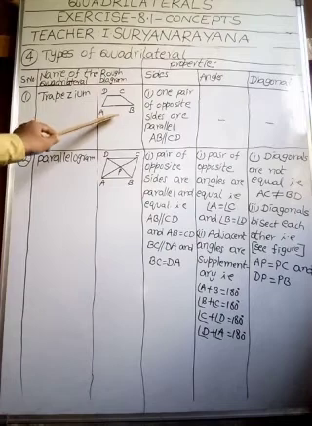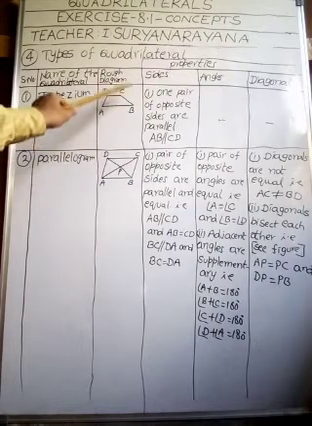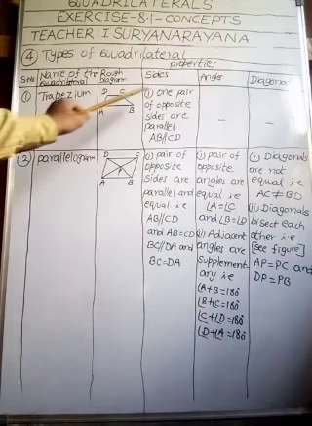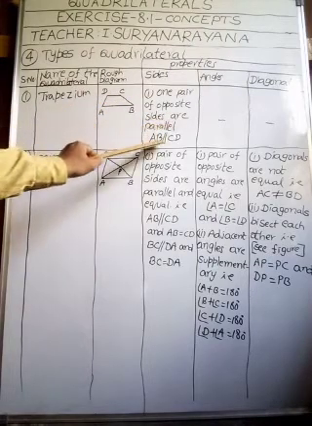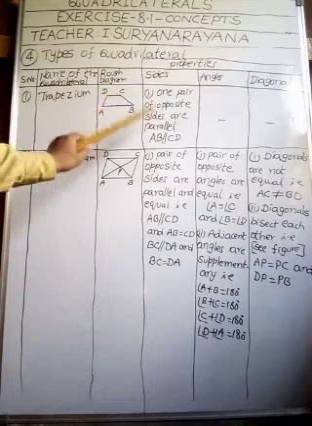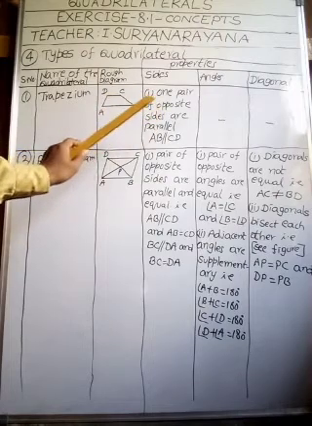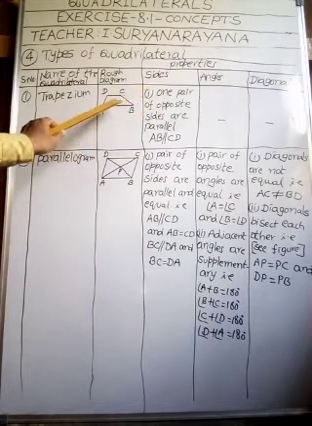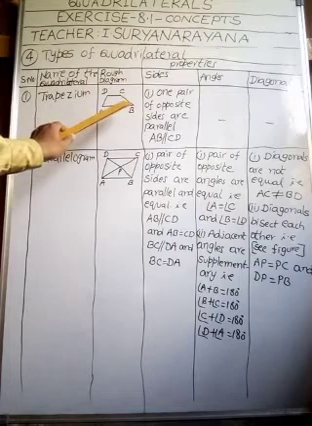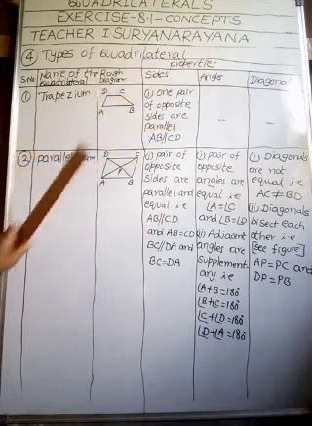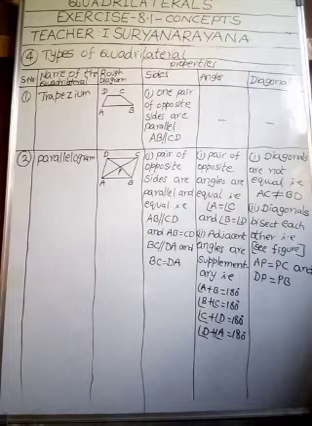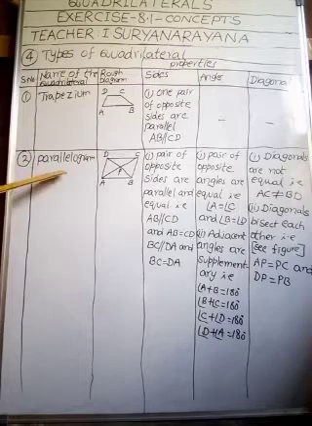This is a rough diagram. Okay, my children. Understood? In this trapezium, one pair of opposite sides are parallel. That is, AB is parallel to CD. That is the only property related to the sides of a trapezium. Understood this point, my children? Right.